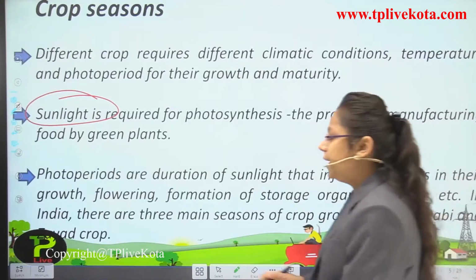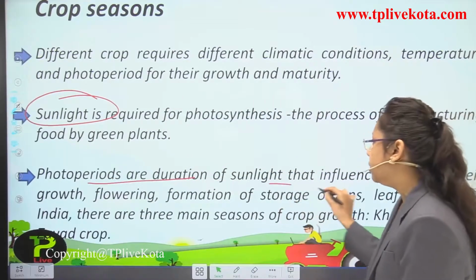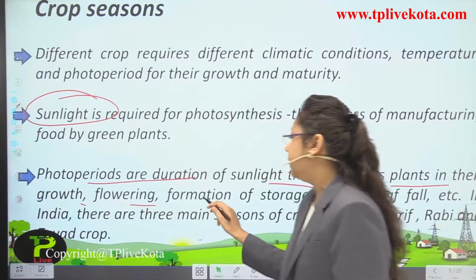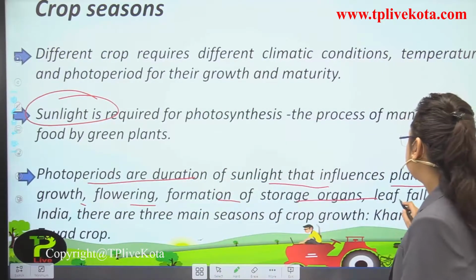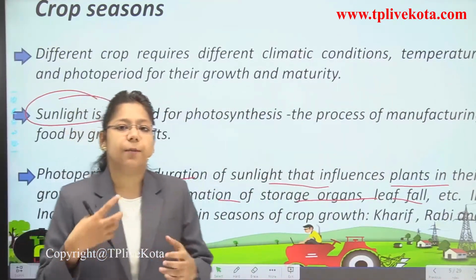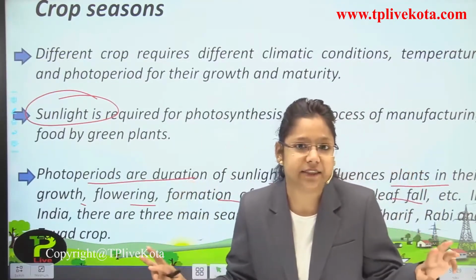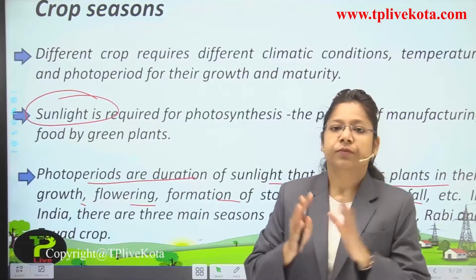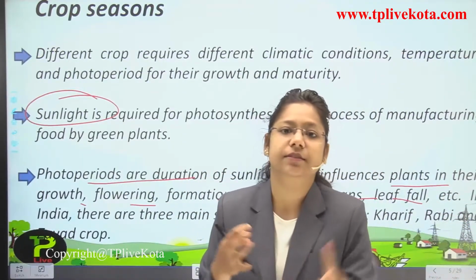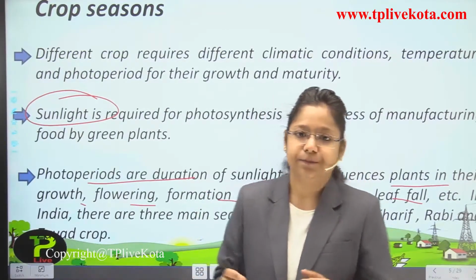Next, I am going to tell you about the photoperiods. Okay, what are the photoperiods? The duration of the sunlight that influences the plant in growth, in flowering, in formation of the storage organs, leaf fall, etc. Now if we talk about India, there are three main seasons in which the plants can be grown, in which cultivation can take place. So first is the Rabi season, second one is the Kharif, and third one is the Zaid. Okay.